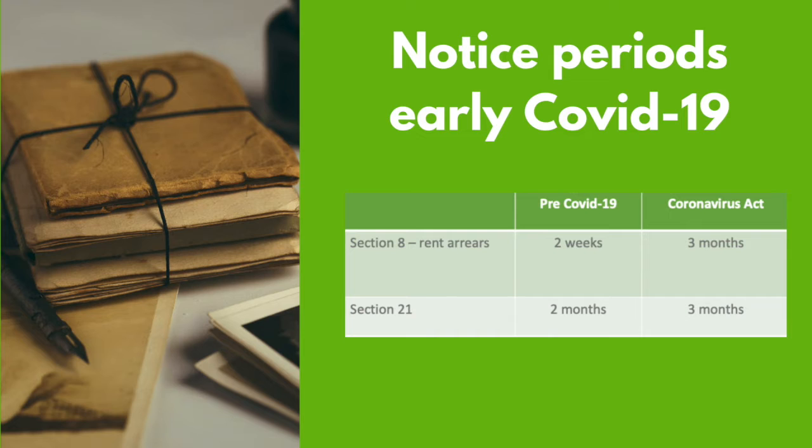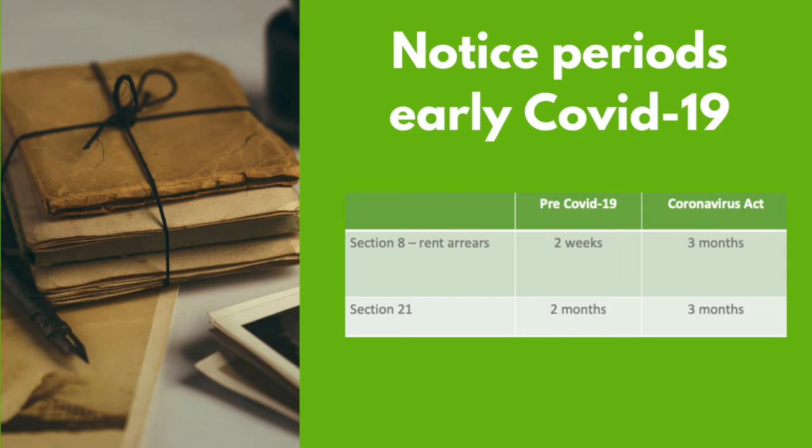Towards the end of March, a new piece of legislation called the Coronavirus Act came into force pretty much overnight. This moved the notice periods for all grounds under Section 8 to 3 months. You can see there's a big jump here from 2 weeks to 3 months for rent arrears. It also extended the notice period for Section 21 notices from 2 months to 3 months.